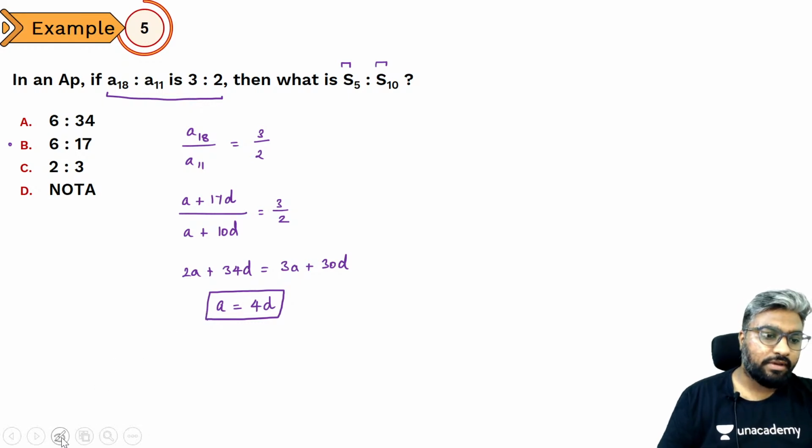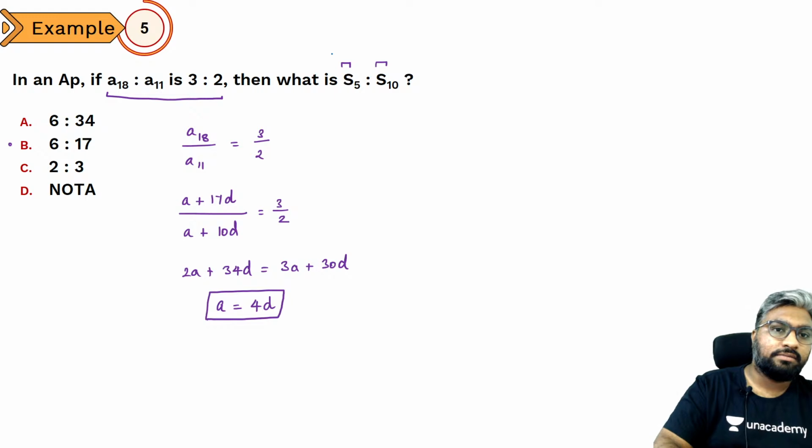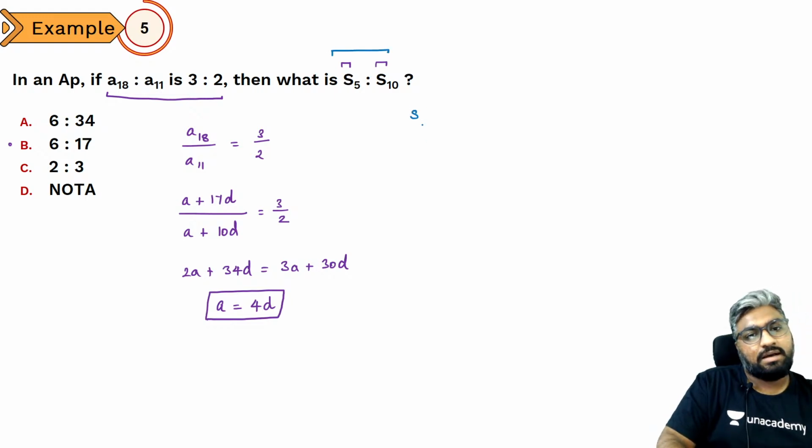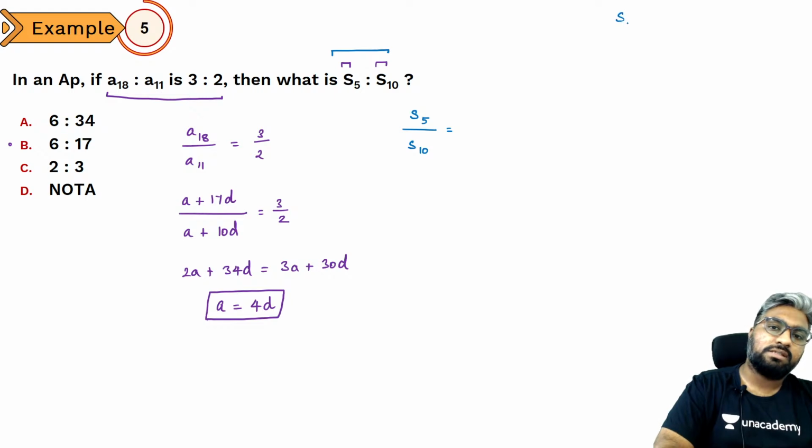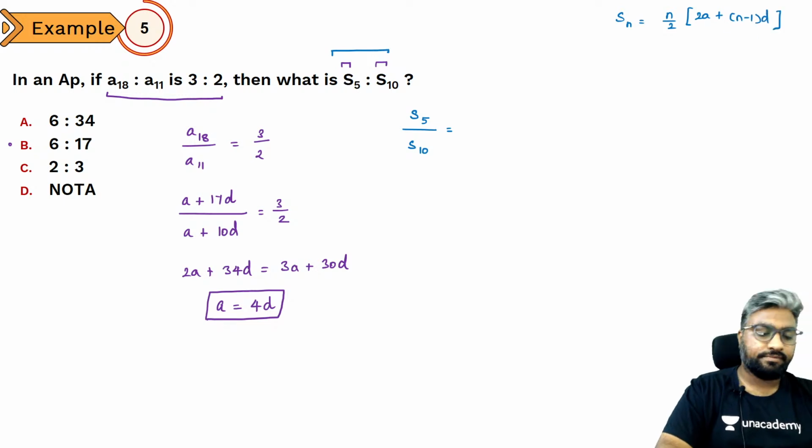Yes. Now what are we going to do? We're going to use this here: sum of first 5 terms by sum of first 10 terms. What will be the sum of first 5 terms, guys? Sum of n terms is given by n by 2 into 2a plus n minus 1 into d, right? So we'll use this formula directly.